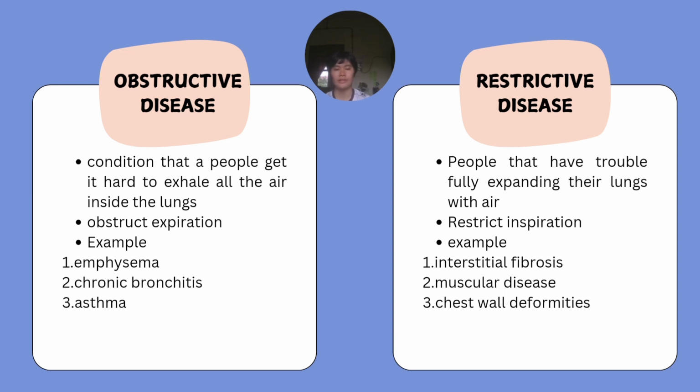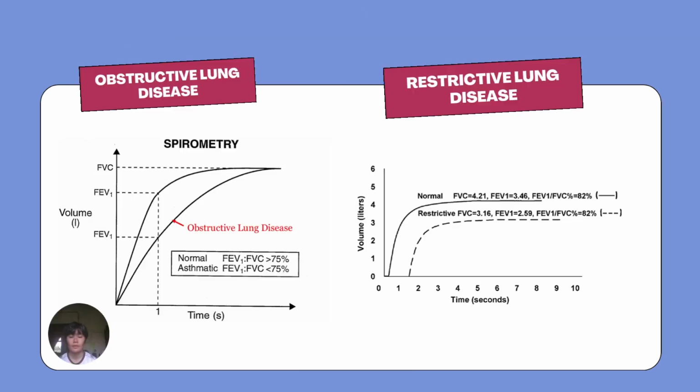While restrictive disease is when people have trouble fully expanding their lung with air. The example diseases are interstitial fibrosis, muscular disease, and chest wall deformities.